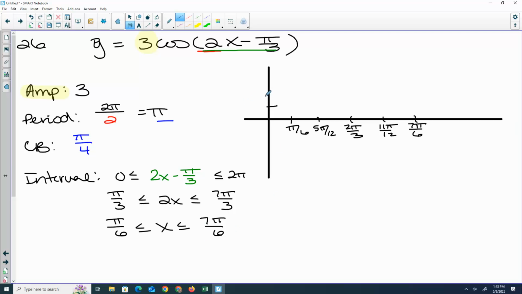Amplitude is 3, so my high point will happen at 3 and my low at negative 3. Cosine starts at its high point. Think about cosine of 0 is 1. It starts at its high point, which is 3 here. Then it goes down to 0, to its low point, back to 0, and high point. Remember, you just bounce back and forth with sine and cosine, between high, middle, and low. This is a curve, so when you're drawing it, try to make sure it's not a zigzag, and get something like that.